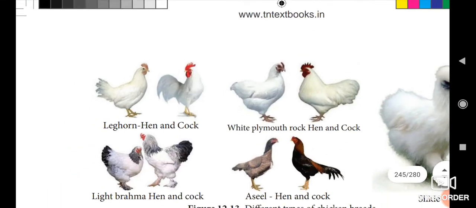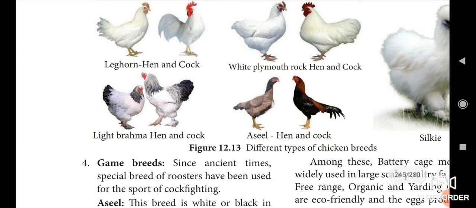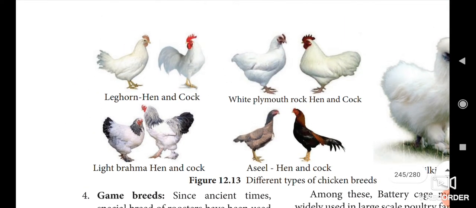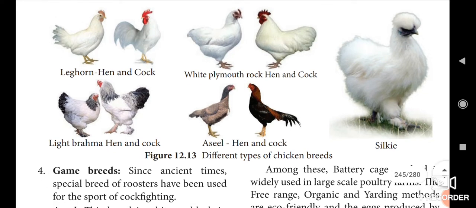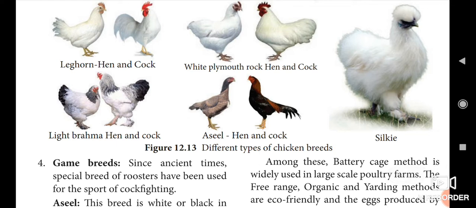Then see figure 12.13, different types of chicken breed. Leghorn hen and Leghorn cock. Leghorn is the egg layer kind. Then White Plymouth Rock hen and cock, used for the broiler type. Then Aseel hen and Aseel cock. Then light Brahma hen and cock, the dual purpose breed. Then Silky, this is the ornamental variety.